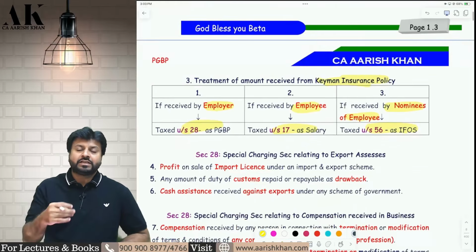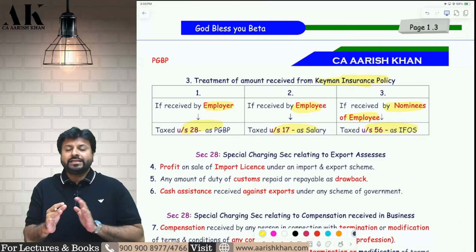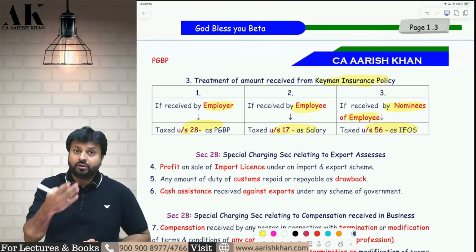Next charging section is with respect to export assessees. If you are engaged in import and export, then the next 3 points would be more relevant to you.